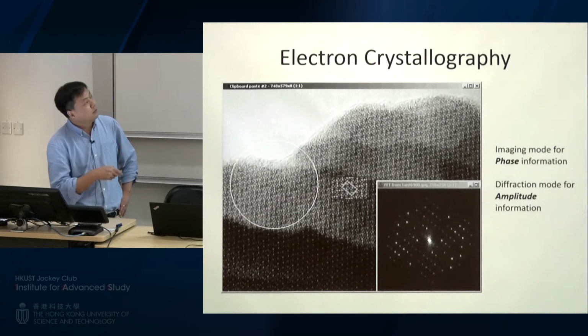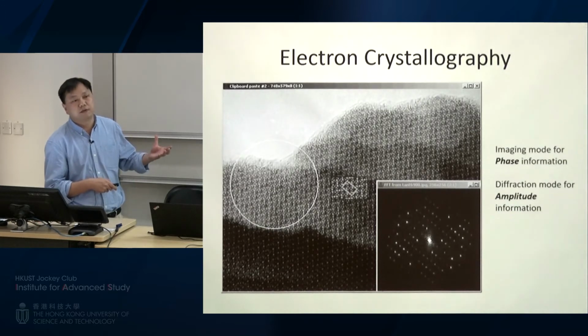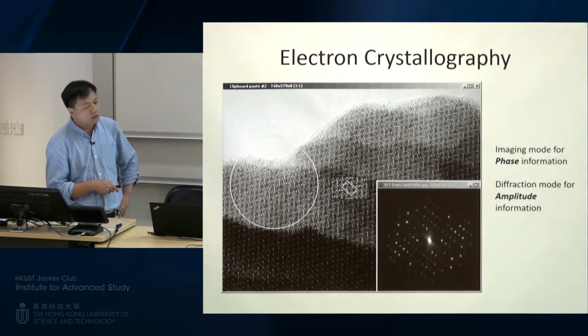The best thing about the electron microscope is that it can work in two modes. We can set it in image mode to collect data for phase information, and we can switch to diffraction mode to collect data for amplitude information. We combine both kinds of information to calculate the high-resolution structure.